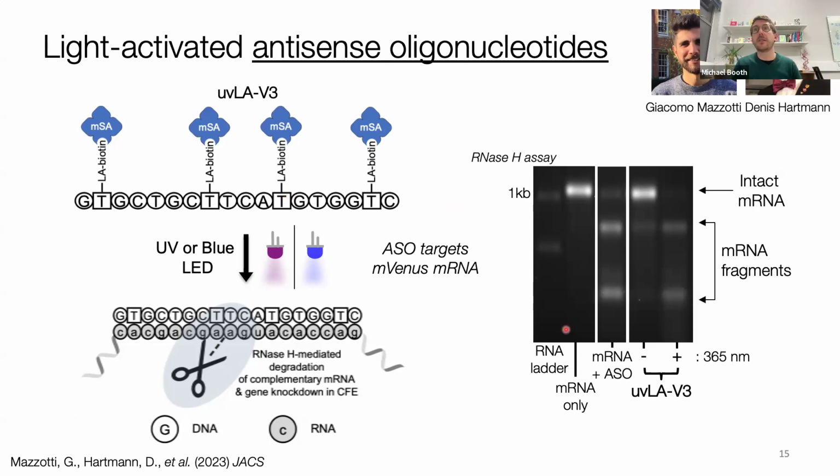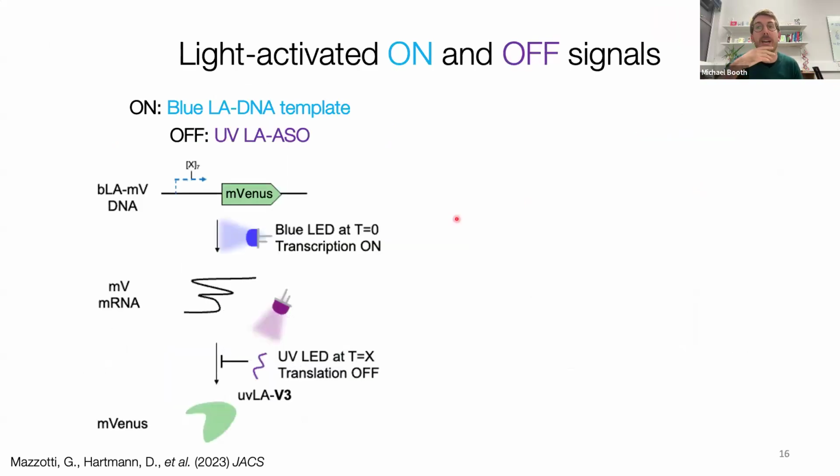And what you can see here is that with the mRNA by itself, it's a nice single band. With an ASO, it just cleaves at that one site and you get the two bands. But with the light-activated DNA, without light, you get no cleavage. But now with light, you get this activation of a degradation, right? So turning on the degradation of the mRNA.